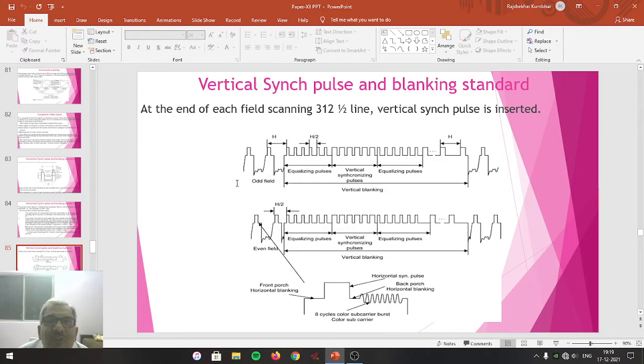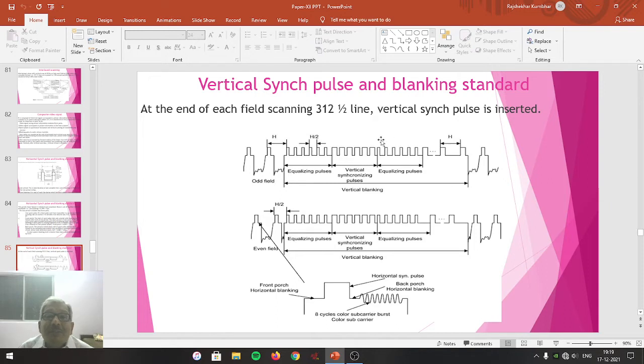If you look to these particular waveforms, this is the horizontal blanking period, this is the picture information, again this is the horizontal blanking period and this is the picture information. Here 312.5 lines are going to be completed. That is, here is the end of odd field. After that, these pulses are introduced. Look at here, these pulses are called as the vertical sync pulse and also the blanking pulse.